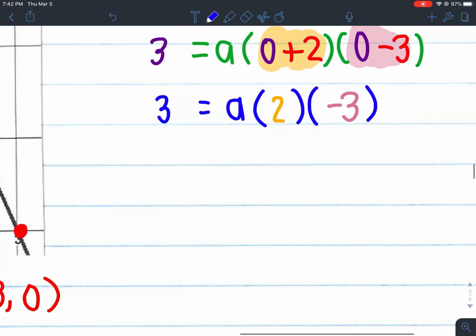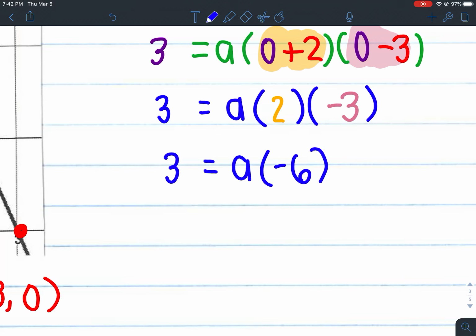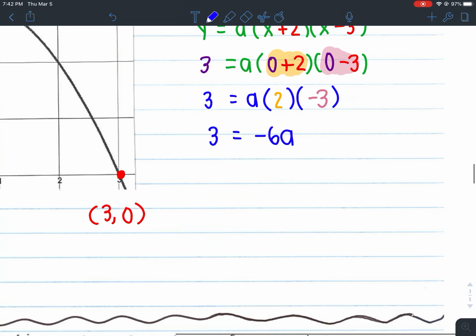Okay? So we have 3 equals a. Well, what's 2 times negative 3? That's going to be negative 6. Now, I can write the negative 6 in parentheses if you want, but then it looks kind of funny. So I'm going to rewrite it and write negative 6a.